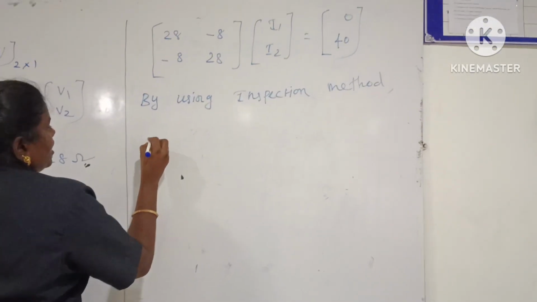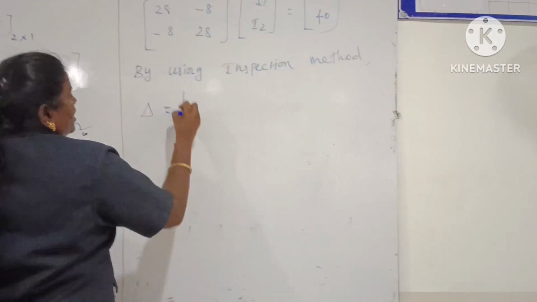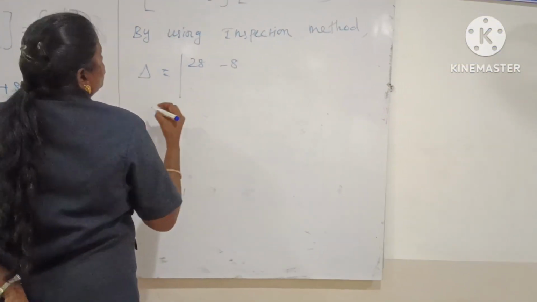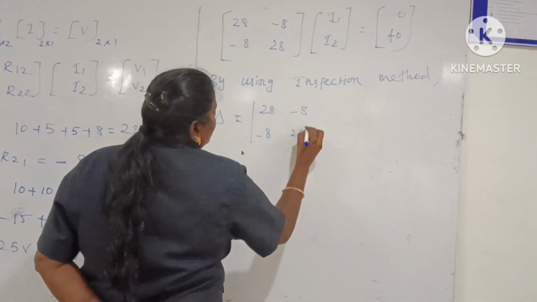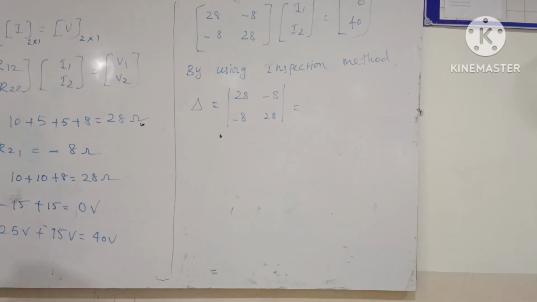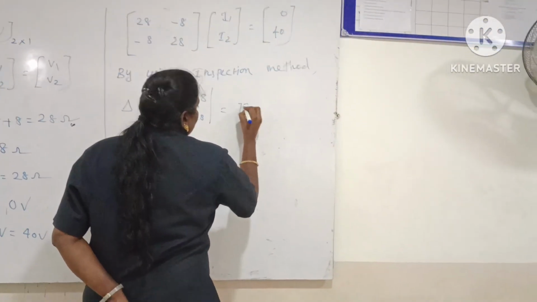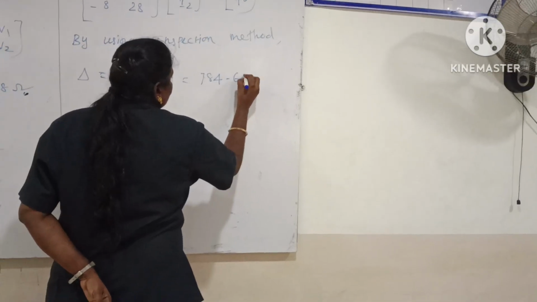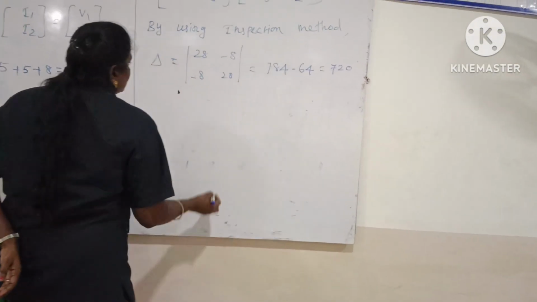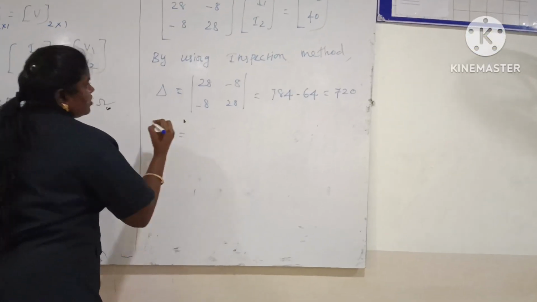Find the del value, that is the matrix 20, minus 28, minus 8, minus 28, minus 8. So 28 into 28, 784 minus 64. So the del value is 720. Then you have to find the del 1.